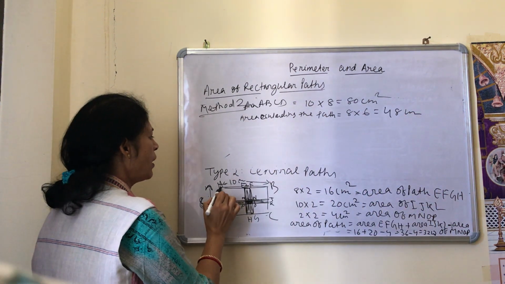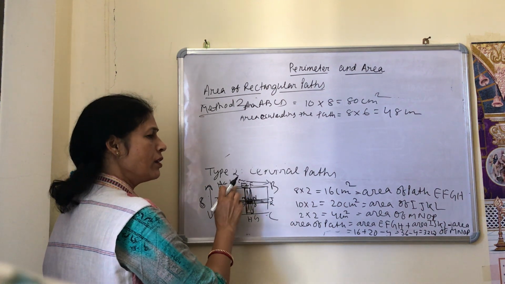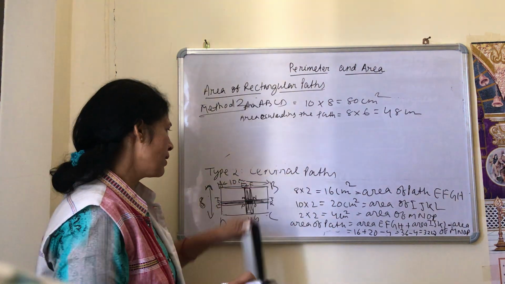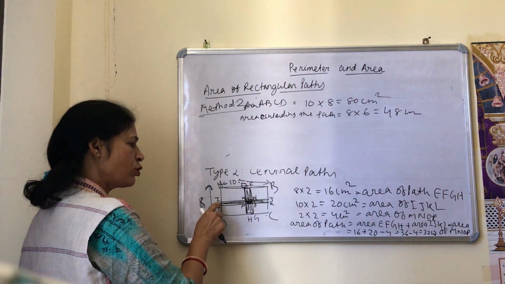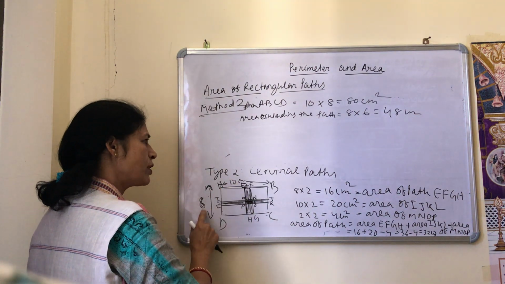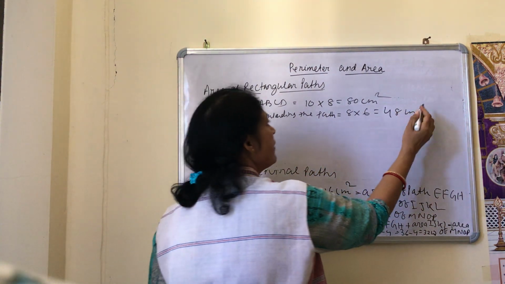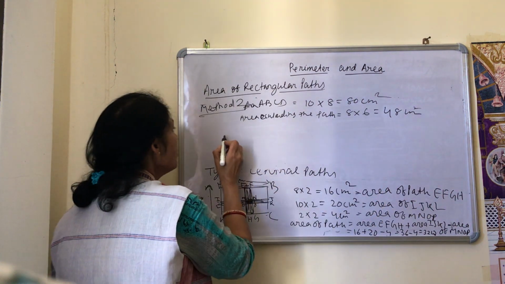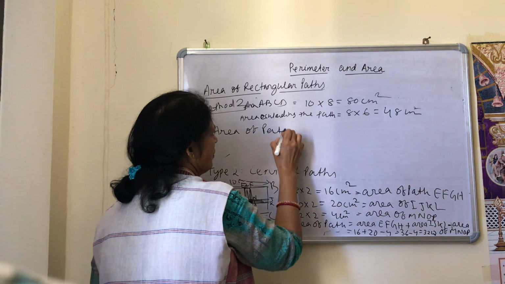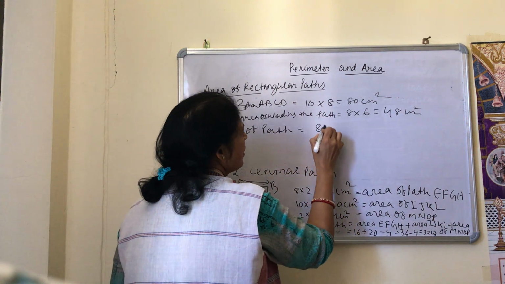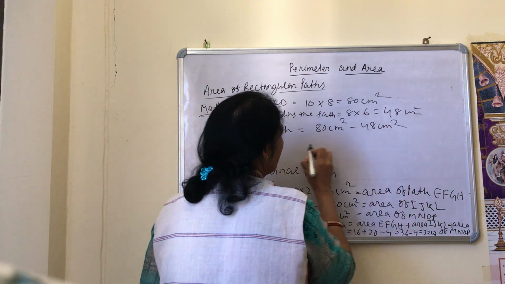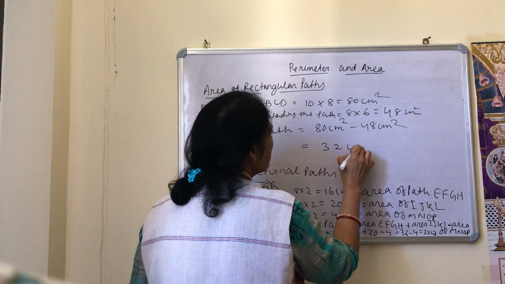Okay, AB is 10, you exclude 2 centimeter, the path distance, you get 8. Then AD is 8, exclude 2 centimeter path distance, so you get 6. So 8 into 6, 48 centimeter square. So area of path is 80 centimeter square minus 48 centimeter square. You get 32 centimeter square.